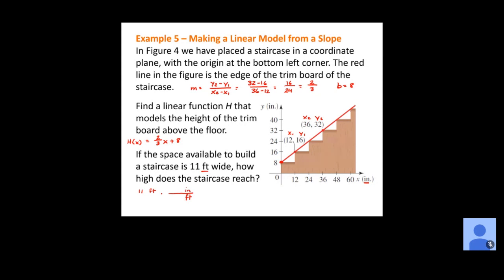How many inches are in a foot? 12, right? So I'm going to put 12 inches in the numerator for every 1 foot in the denominator. Now my feet are going to cancel out, so I'm left with inches, and now I'm going to multiply straight across. Well, 11 times 12 here is going to give us 132 inches.